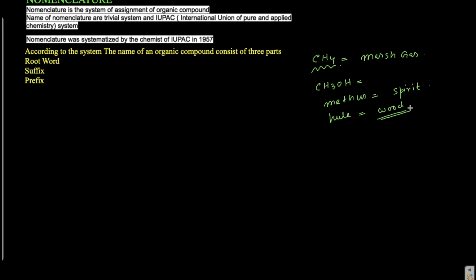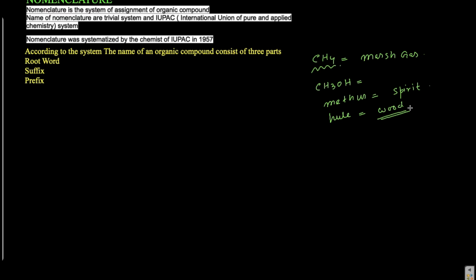Now, however, the nomenclature was systematized by the chemists of IUPAC in 1957. So from 1957 there was a certain change in organic chemistry. So marsh gas became methane, and methyl alcohol became methanol, like this. Okay, so according to the system, what is the rule of writing that name?